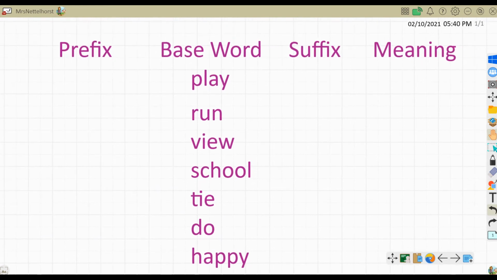Okay, now not all the suffixes and prefixes will fit on all of these words, so I've designed these words specifically to work with one suffix or one prefix. Okay, so let's look at the word play. So you can replay a game. So if I put the prefix re in front of play, then I get replay, which means to play again.